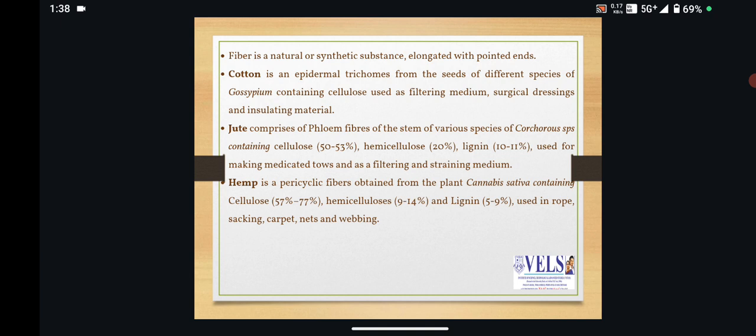Jute is mostly used for medicated tows, filtering medium and staining medium. Hemp is a pericyclic fiber obtained from Cannabis and other species of Cannabis. It contains cellulose 77%, 14% hemicellulose and lignin 5 to 10%. It is used for making rope, sacking, carpet and other netting and webbing structures.